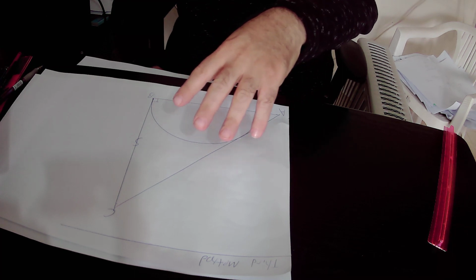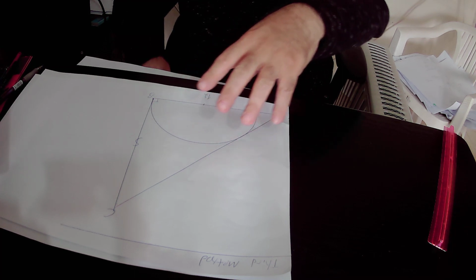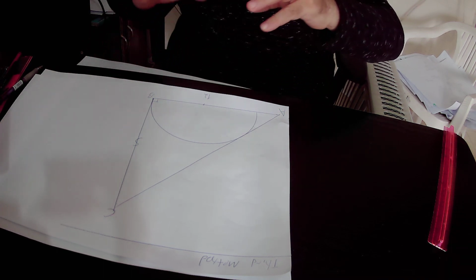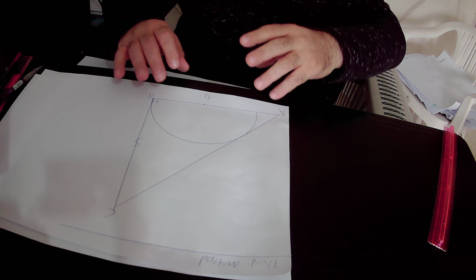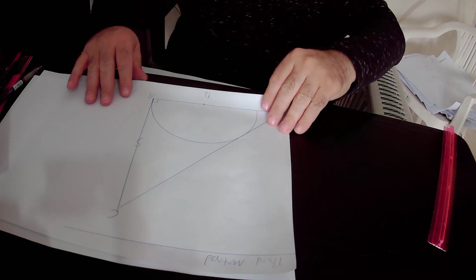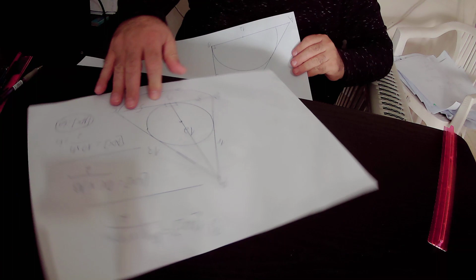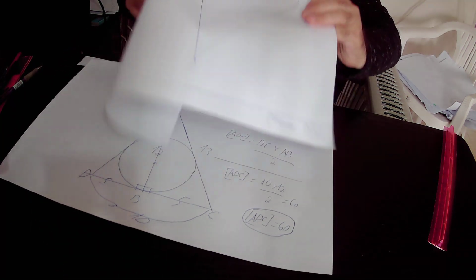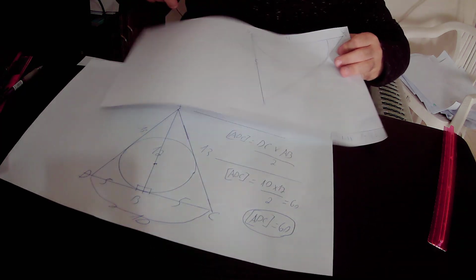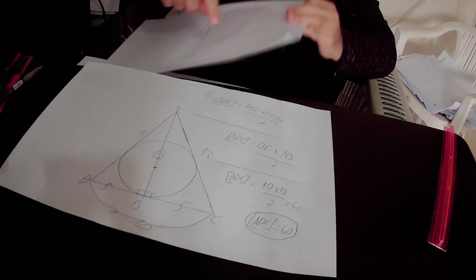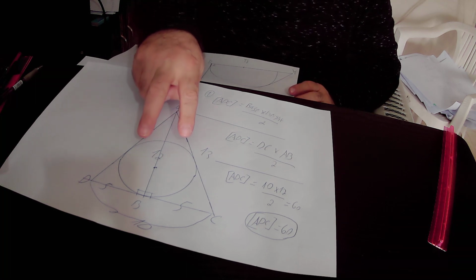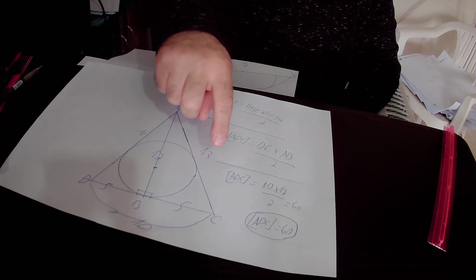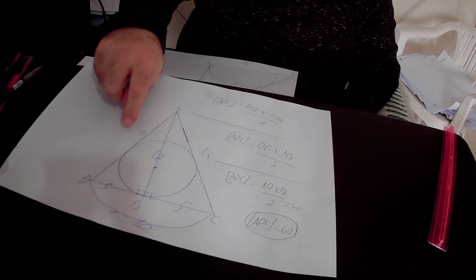I drew the mirror image of this figure, and then I combined this figure with its mirror image, and in this way we got a circle that is inscribed by a triangle. I will repeat again. I drew the mirror image of this figure, and I combined this figure with its mirror image, and in this way we got a circle that is inscribed by triangle ADC.